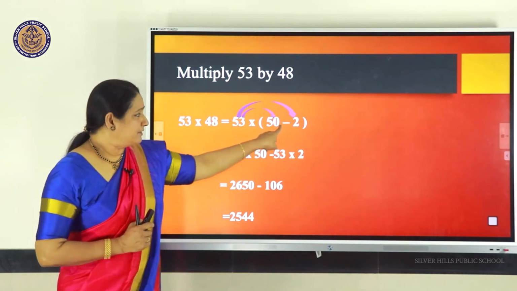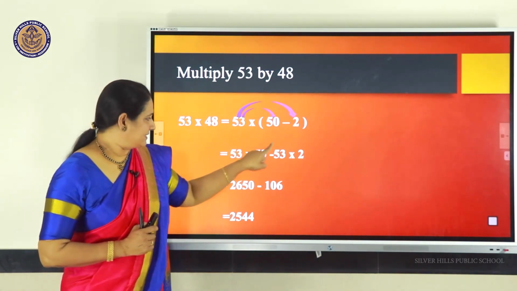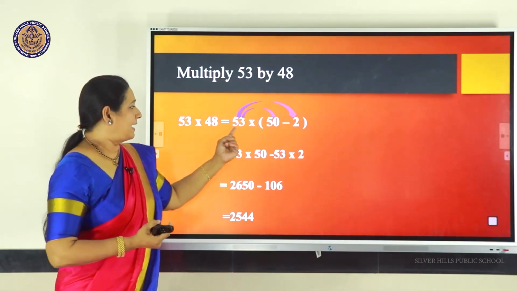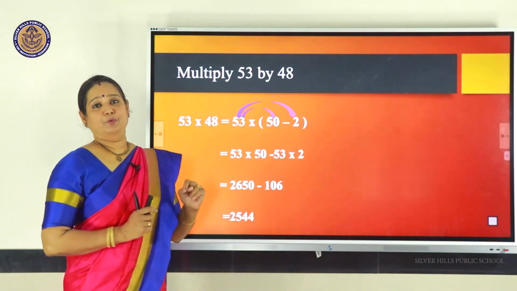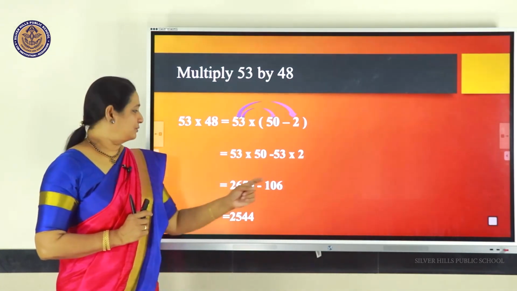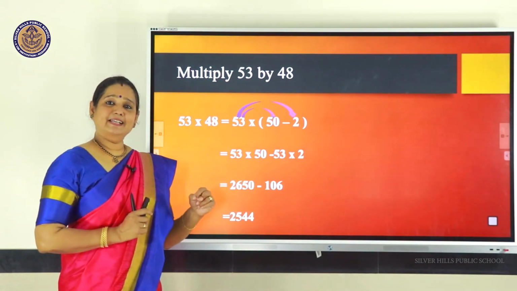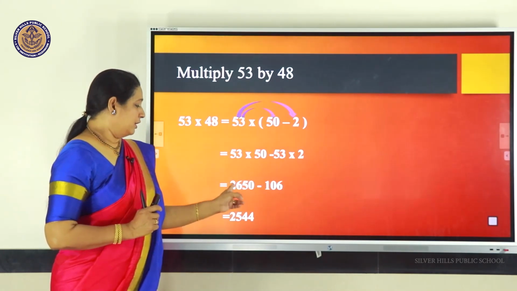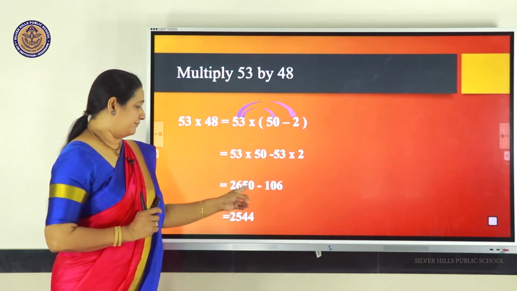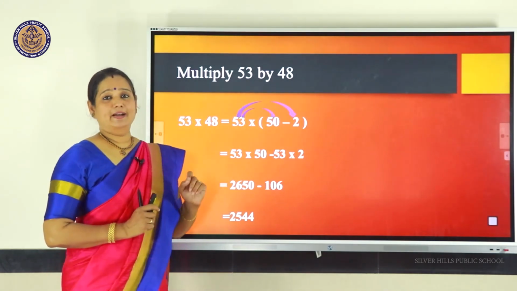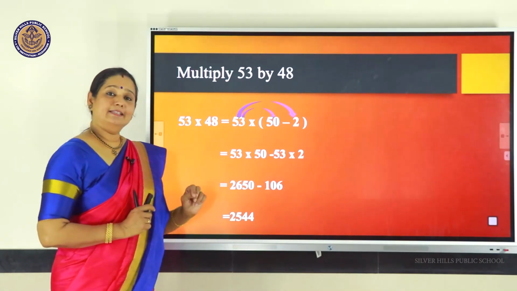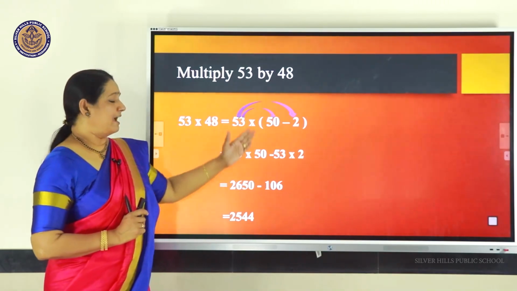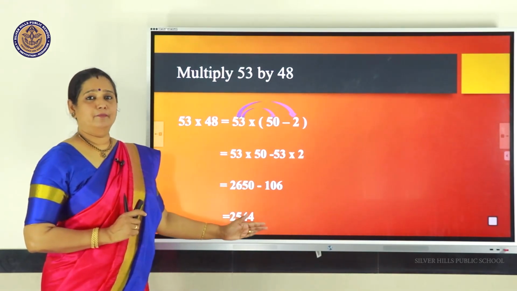That is 2650. Can you see one subtraction sign here? Yes, you have to write that subtraction sign here also. Then you have to multiply 53 into 2. What is 53 into 2? That is 106. Yes. After doing this, you have to solve 2650 minus 106. You will get the answer 2544. So, here we have applied distributive property.